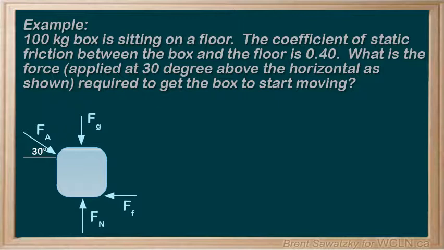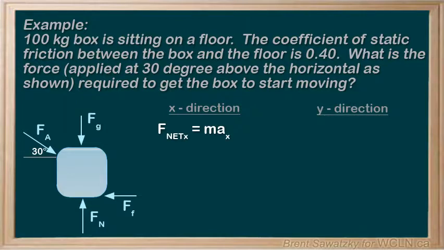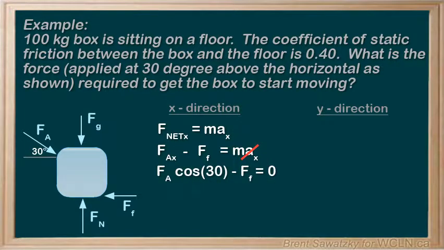We'll split our problem into two directions, along the x-axis and then along the y-axis. In the x direction, we'll start with Fnet x equals max. Our forces in the x direction on the left include Fax going to the right, or positive, and the force of friction, Ff, going left, which will be negative. On the right side of the equation, we know that ax equals 0, as we're just initiating the movement. So, Fa cos 30 minus Ff equals 0, and we can arrange and solve for Fa.